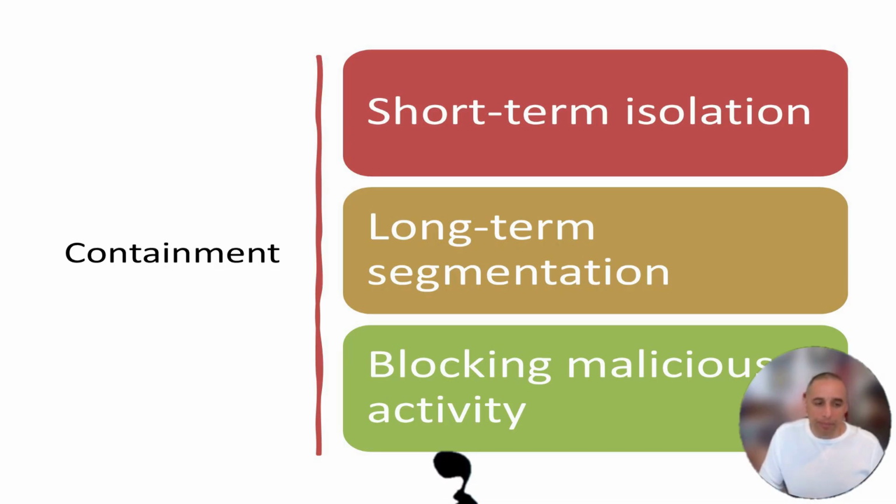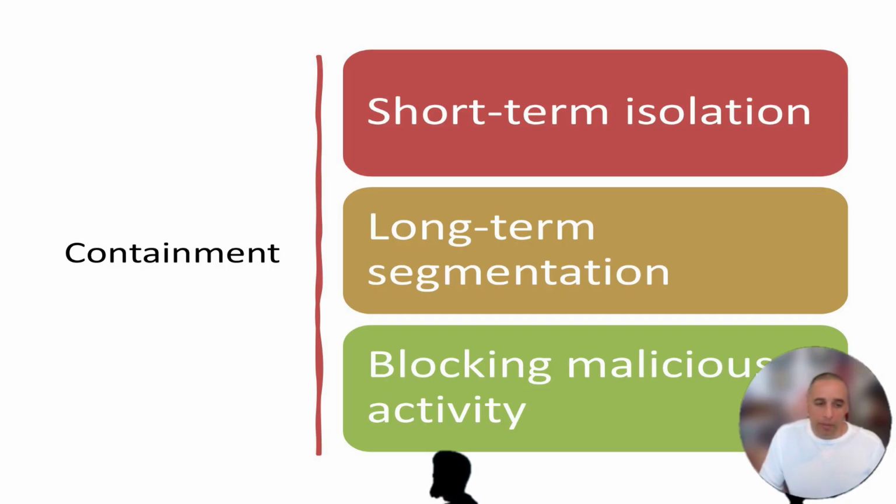Long-term segmentation. Once the immediate threat is controlled, long-term containment focuses on stabilizing the environment and preventing the attacker from regaining access. This can include network segmentation, reconfiguring firewalls and access controls, blocking communication channels the attacker used, strengthening identity and privilege boundaries. Long-term segmentation allows business operations to continue safely while remediation work proceeds behind the scenes.